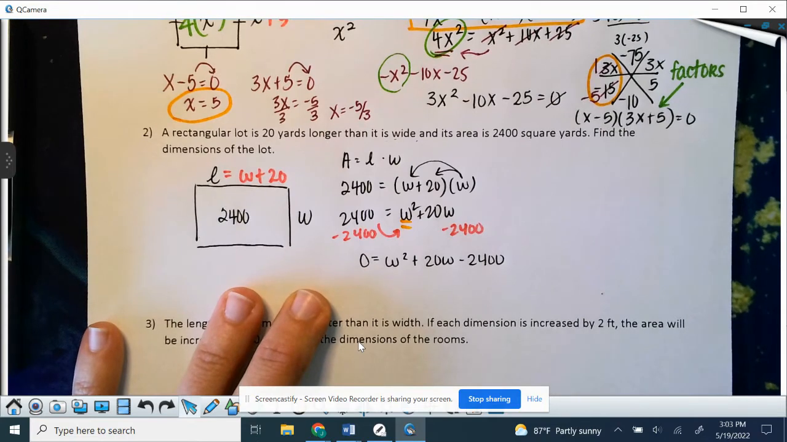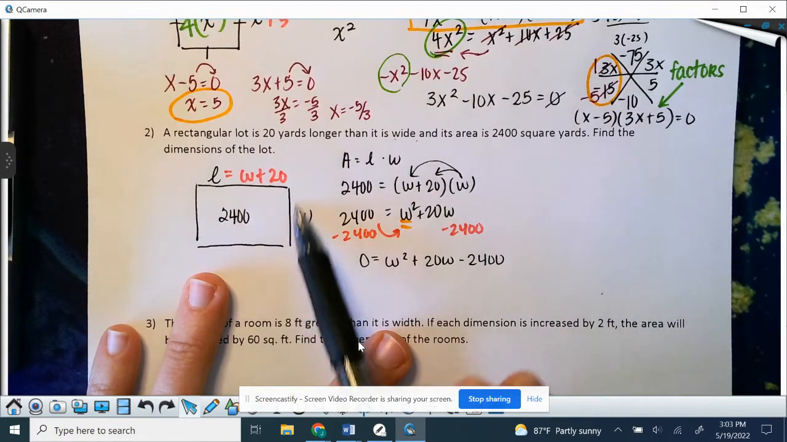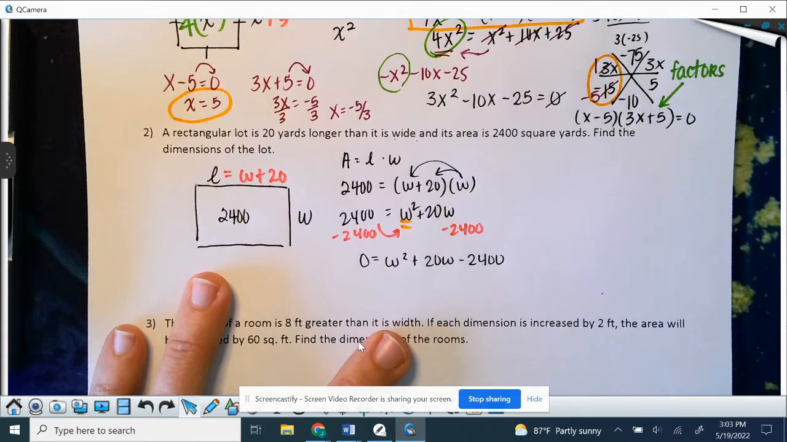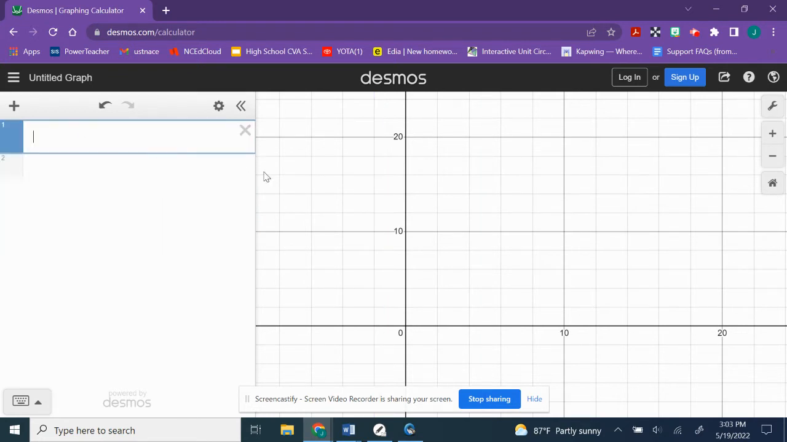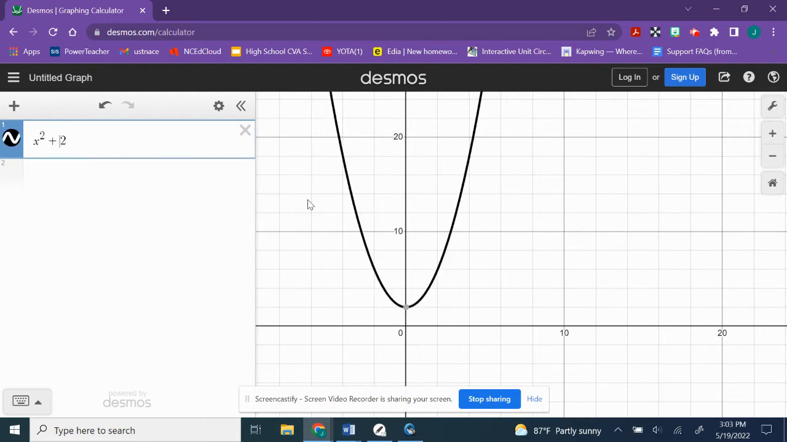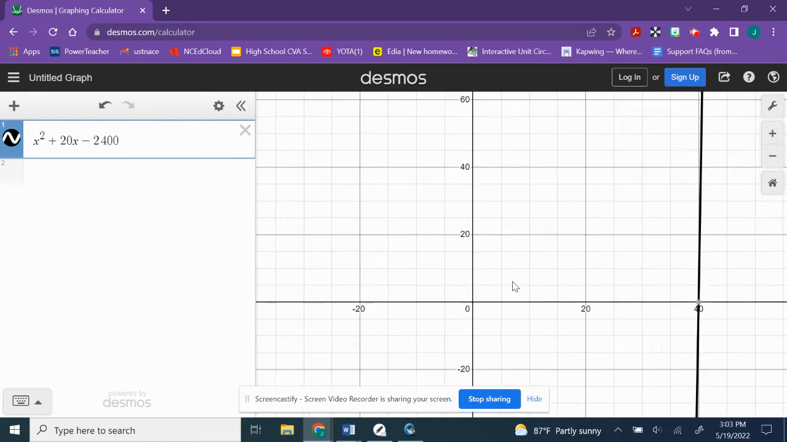Those numbers are pretty large, so I'm going to assume this is definitely calculator active. It says find the dimensions of the lot, so we need to know the width and the length. So if I can solve for W, I go to my Desmos, erase what I had before, and put in W squared plus 20W. I'm sorry, you want to use x. It won't let you use different variables, I apologize. x squared plus 20x minus 2,400. We have a big quadratic somewhere.